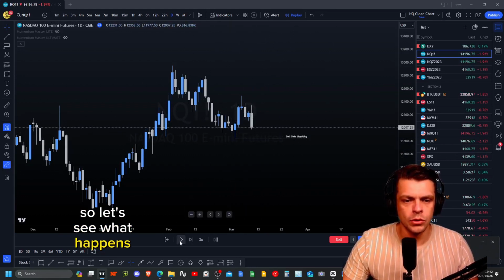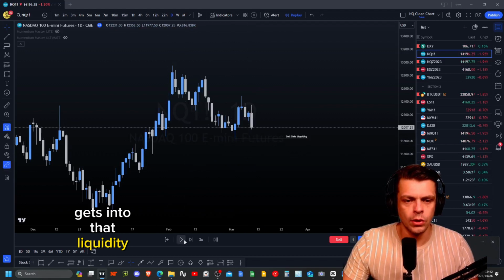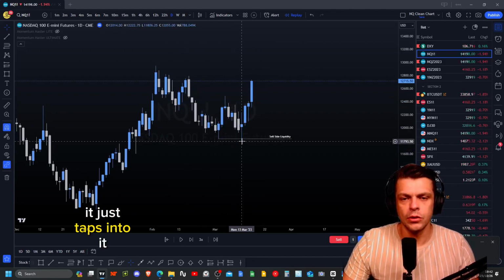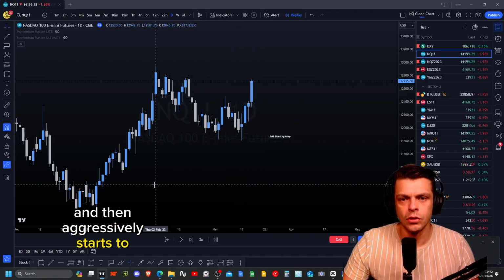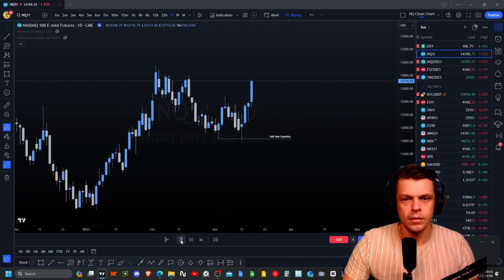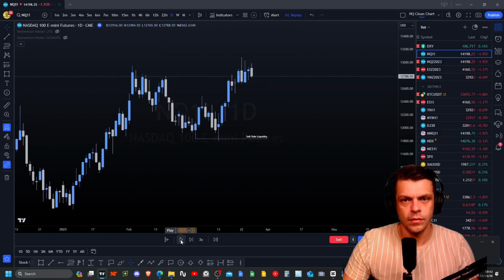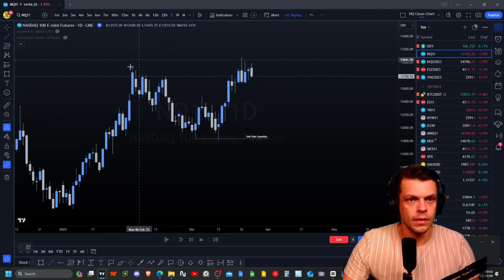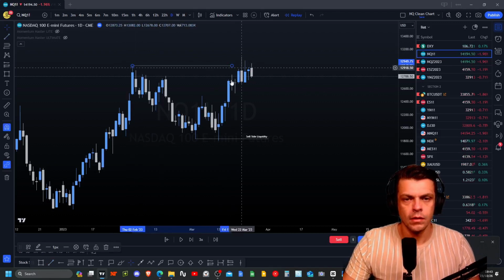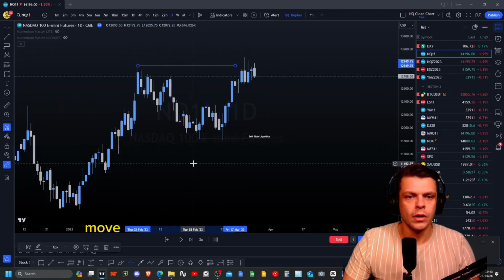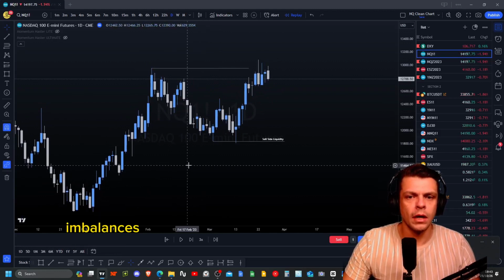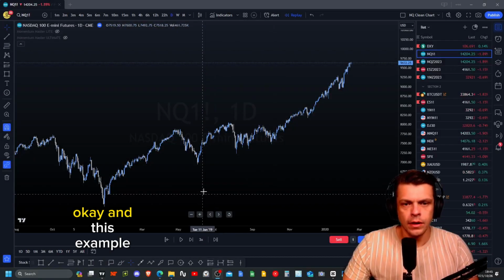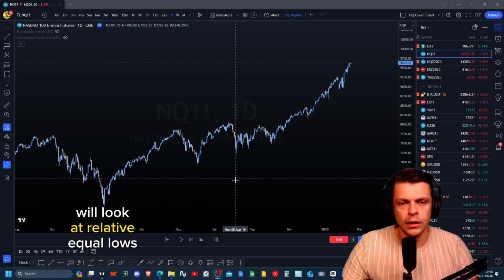So let's see what happens when price action gets into that liquidity pool. The price just taps into it and then aggressively starts to move away. And see, it went straight to the buy side. So price action tends to move between liquidity pools and imbalances, and it moves between sell side and buy side liquidity. Okay, in this example, we'll look at the relative equal lows.